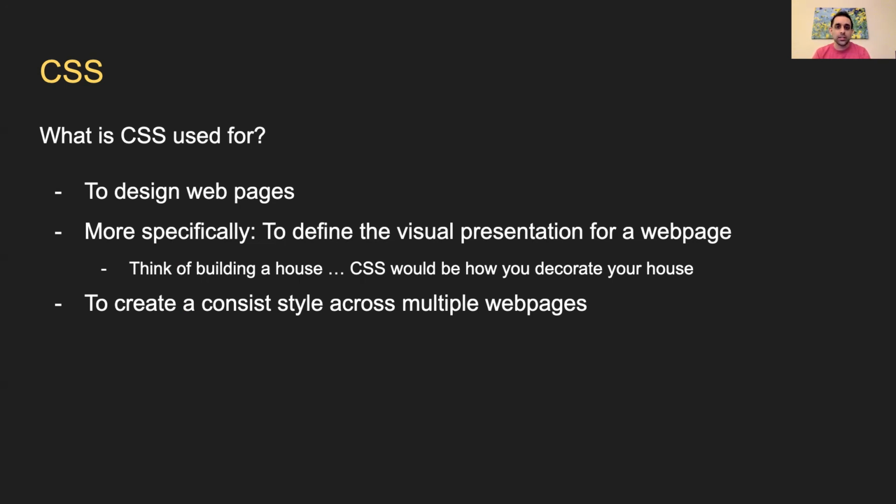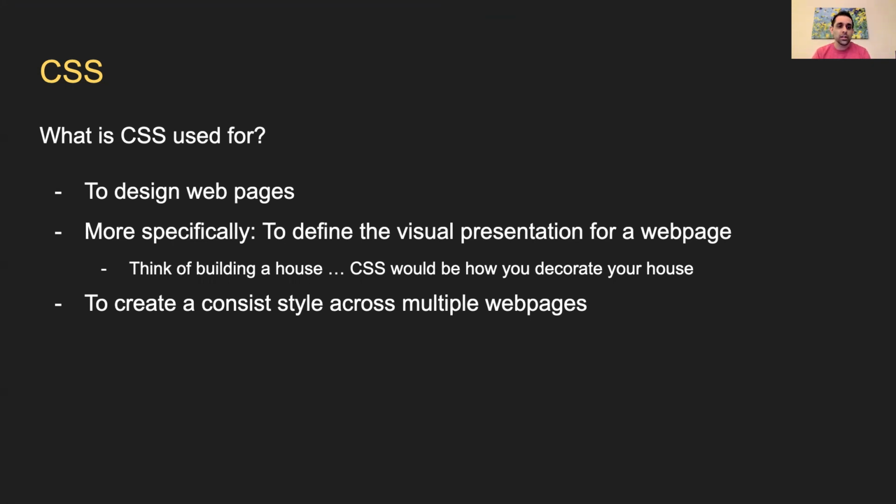Cascading style sheets are also used to create consistent style across multiple web pages. So this is kind of going back to our discussion of the DRY principle, don't repeat yourself. Writing a cascading style sheet allows you to have consistent styling and not have to recreate that style for each individual web page you might have on your entire website. So we'll see that in play shortly.